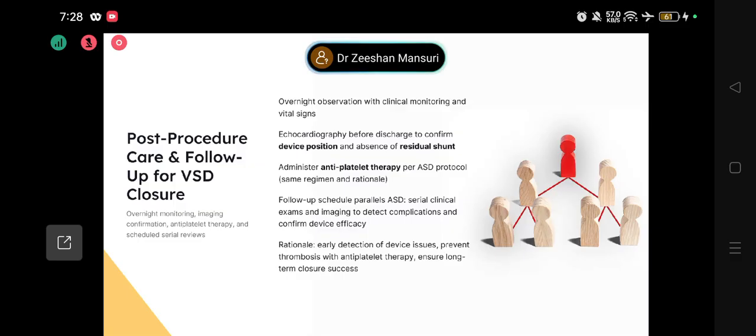So post procedure, overnight observation for 24 hours, check the device position, check the residual shunt, antiplatelet therapies. One important thing with the VSD is that there is a risk of heart block. So you need to give steroids in the first 24 to 48 hours. We generally give Dexona, or you can give prednisolone or MPS as well, or hydrocortisone.